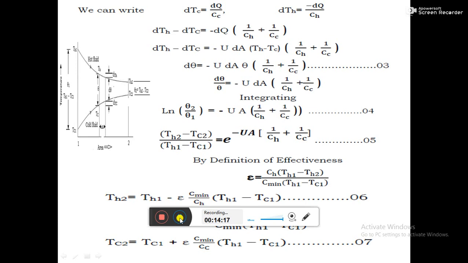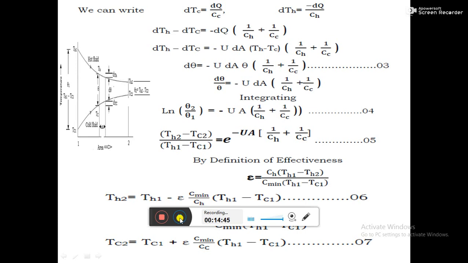Applying the anti-log, when the ln shifts to the right side, it becomes e to the power. Applying the anti-log on both sides, we get (Th2 minus Tc2) by (Th1 minus Tc1) equals e to the power of minus UA into (1 by Ch plus 1 by Cc). Call this equation number 5.